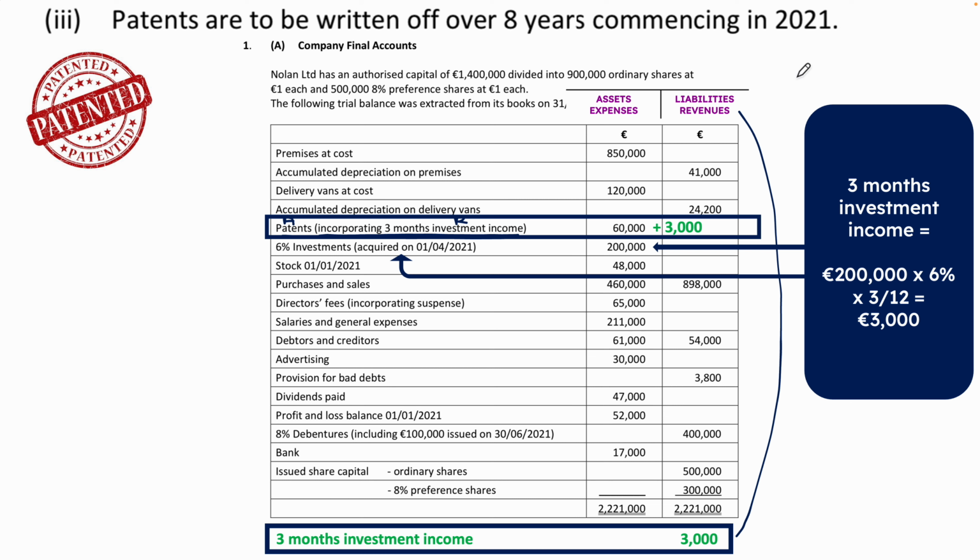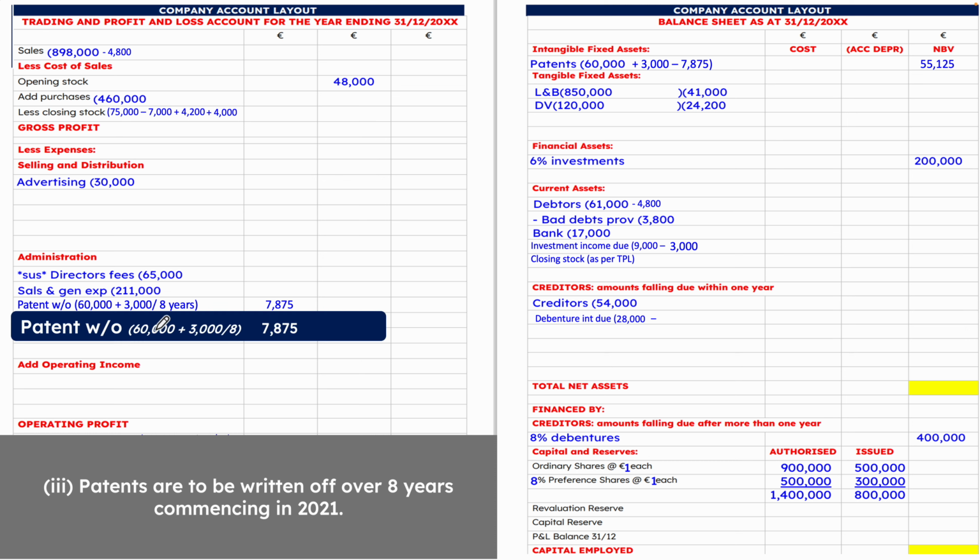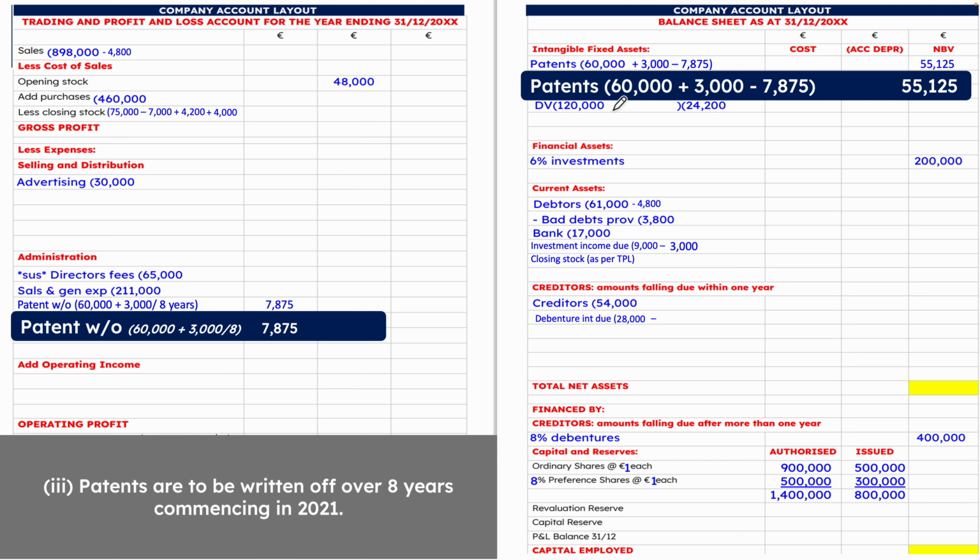This commenced in 2021. Commencing in 2021, we're doing the accounts for 2021. So all we have to do then is 60,000 plus 3,000 divided by the 8 years, 7,875 is the patent written off. Up in the balance sheet then, we're going to have our patents, what are they worth at the end of the year? So we're going to have 60,000 plus 3,000 minus the amount that was written off, which is 7,875. So the patents at the end of the year, we have 55,125.